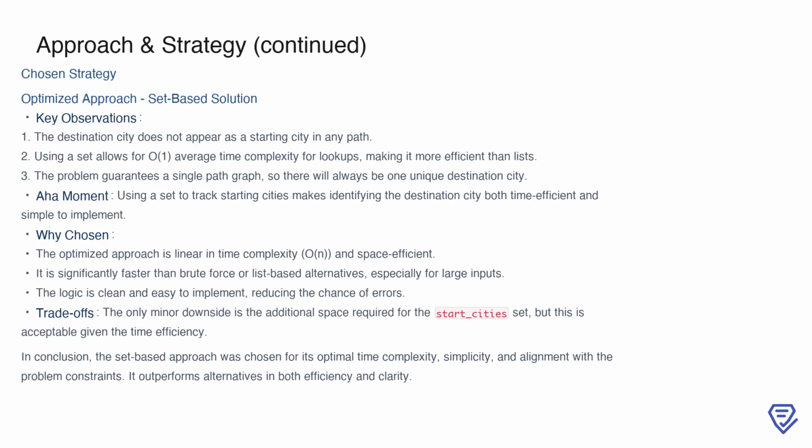The chosen strategy for solving the problem is the optimized set-based approach. This decision is based on several key observations. First, the destination city is guaranteed not to appear as a starting city. Second, using a set allows us to achieve O(1) average time complexity for lookups, making it far more efficient than alternatives like lists. Third, the problem constraints ensure a single path graph, meaning there will always be one unique destination city. The realization that a set could streamline the solution was the turning point, as it combines simplicity with efficiency.